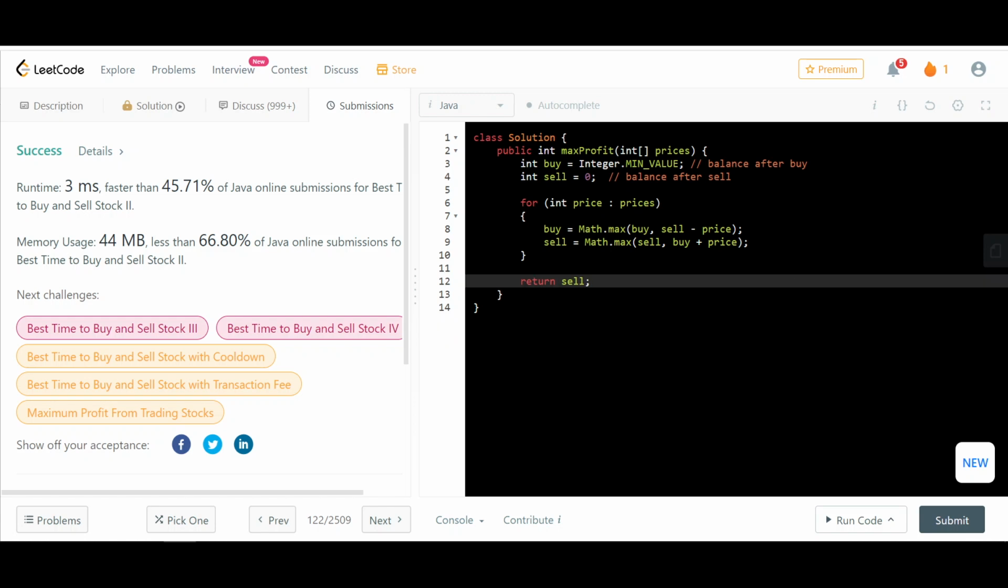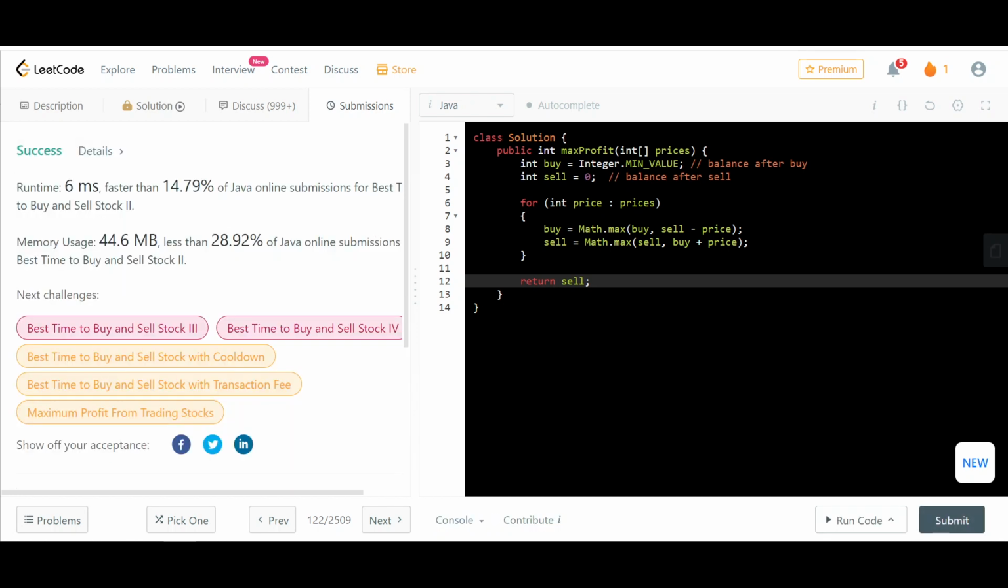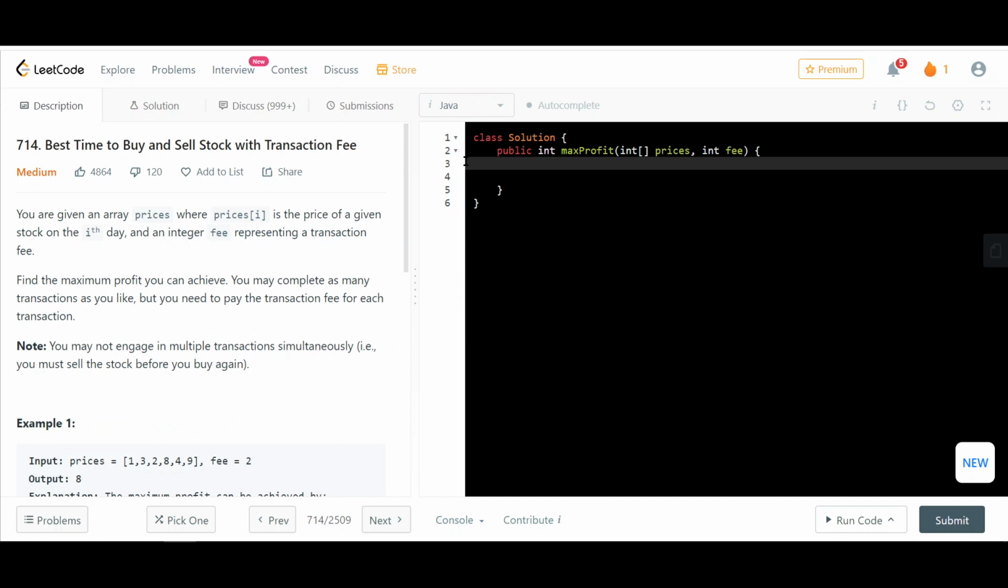You can argue that you did not do any transaction, but this takes into account buying and selling on the same day. So the sell in that case would remain zero, right? So this should be fine. Now, let's quickly see if this works. And that works as well. Now, let's take this code from here and apply it here.